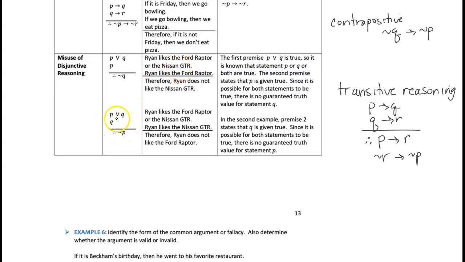Another misuse of disjunctive reasoning would be given statement P or Q, but also confirming statement Q is true. Using that same given conditional, Ryan likes the Ford Raptor or the Nissan GTR. But we also know that Ryan likes the Nissan GTR. It doesn't necessarily tell us whether Ryan likes the Ford Raptor or not, because it is possible for him to like both vehicles.